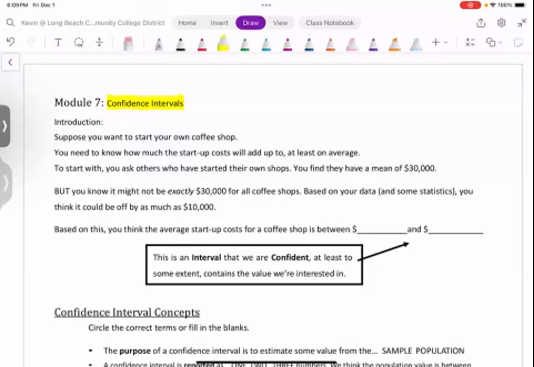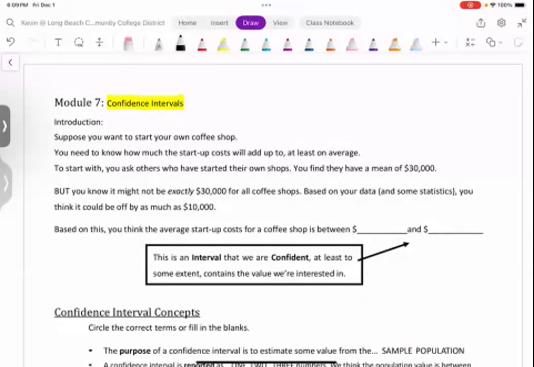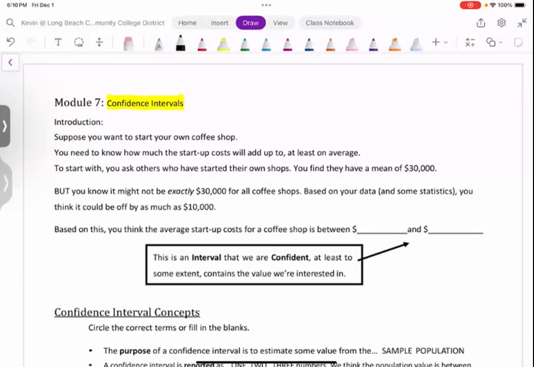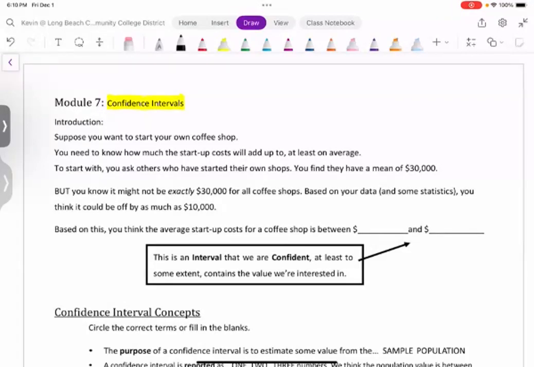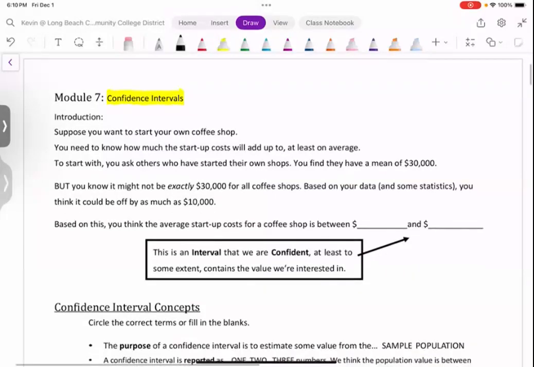And we're going to start out with a scenario. Suppose you want to start your own coffee shop. You need to know how much the startup costs will add up to, at least on average. To start with, you ask others who have started their own shops, and you find they have a mean or an average of $30,000. But you know it might not be exactly $30,000 for all coffee shops. Based on your data and some statistics, you think it could be off by as much as $10,000. This, by the way, is what is referred to as a margin of error.